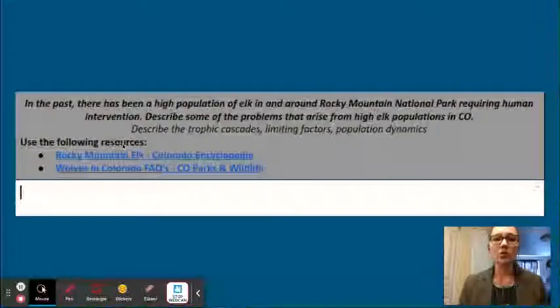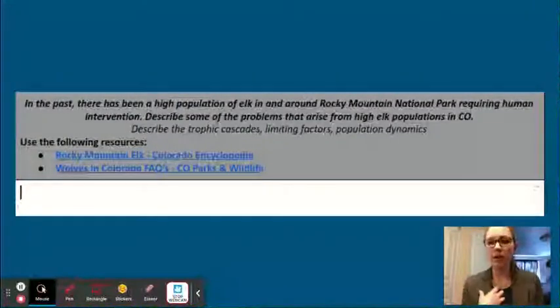So you guys are going to use the resources linked here to describe what happens to our Colorado ecosystems when there are too many elk for that ecosystem. So you want to make sure that you use words like trophic cascade, limiting factors, and population dynamics.